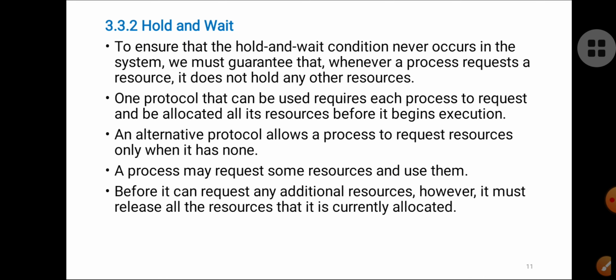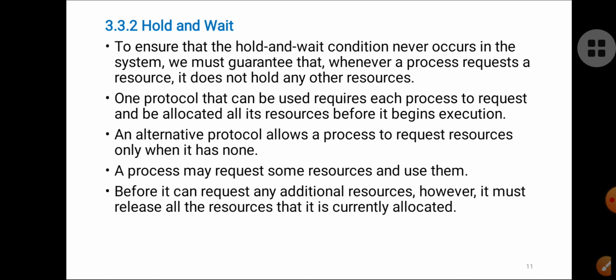To assure that the hold and wait condition never occurs in the system, we must guarantee that whenever a process requests a resource, it does not hold any other resources. One protocol that can be used requires each process to request and be allocated all its resources before it begins execution. One more alternative protocol is there.